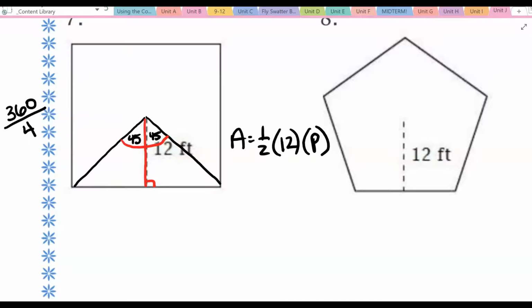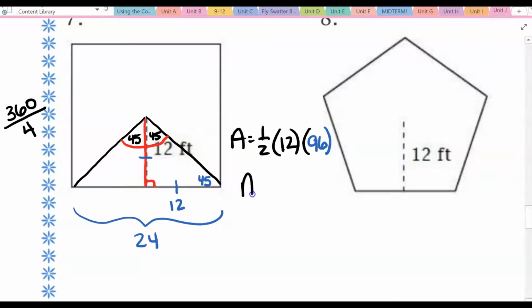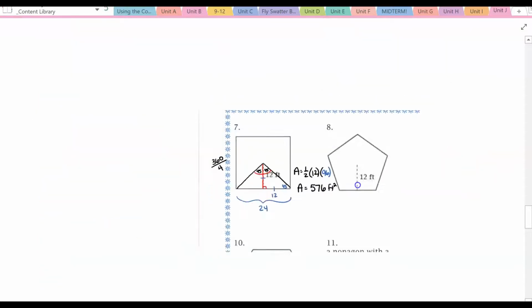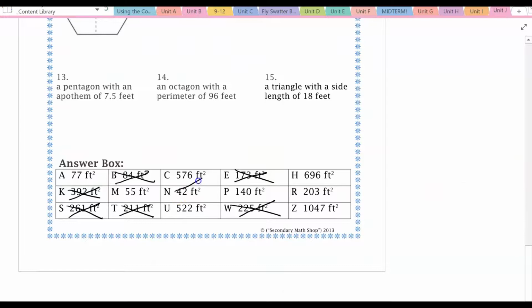Now we could either use trigonometry or we can technically realize we have a special right triangle. If that's 45, technically this is 45, which means these two sides are congruent. So if the apothem is 12, this half of the side is 12, so this entire side is 24. And if there are 4 sides worth 24, that gives me a perimeter of 96. So 96 times my apothem of 12 times a half gives me an area of 576. And again, that's feet squared. So 576, oops, that's C.